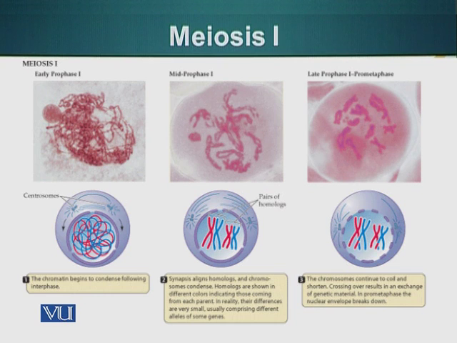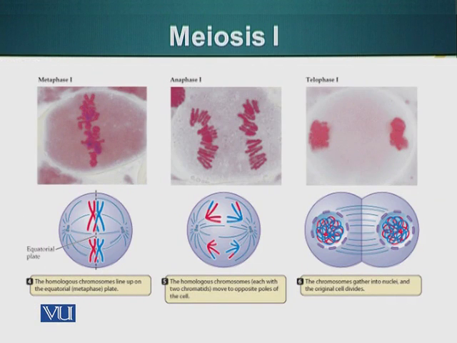The next phase of meiosis 1 is, of course, metaphase. Metaphase 1. Here, like in mitosis, the chromosomes have lined up at the equatorial plate. Please notice that when the chromosomes line up together on the equatorial plate, the homologs are adjacent to each other. In mitosis, the homologs don't pair up. In meiosis, they pair up and they are lying next to each other.